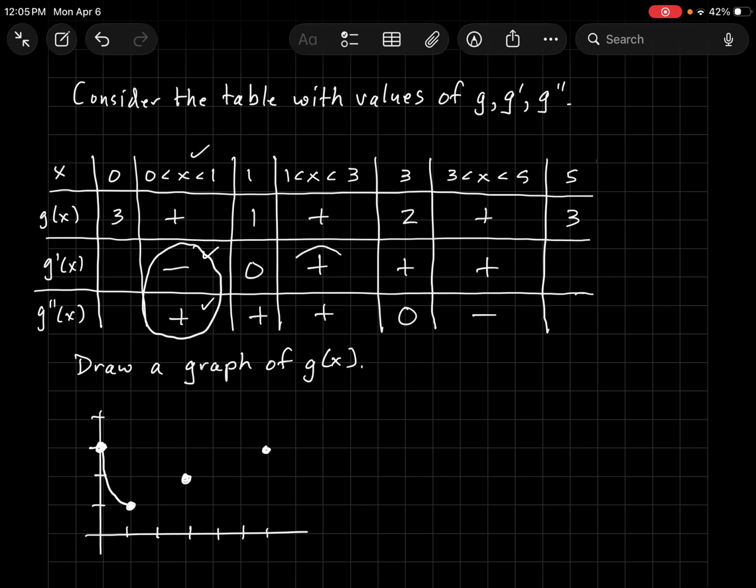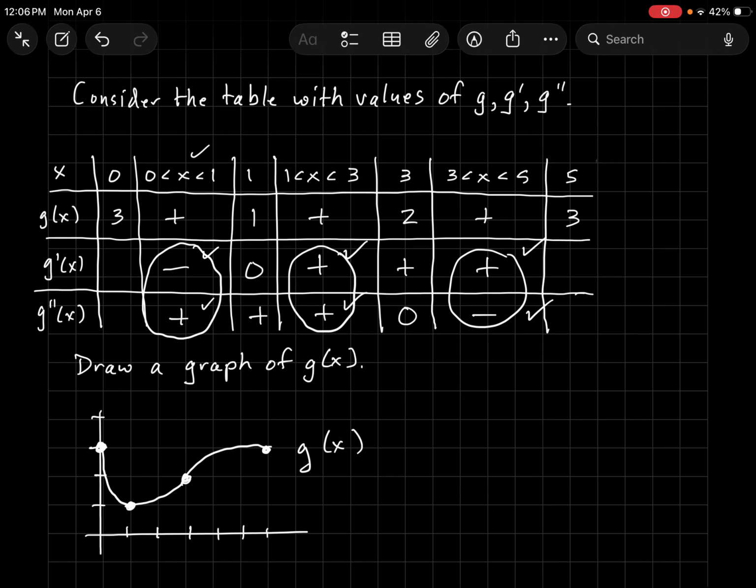On the next interval, g prime positive means g is increasing. G double prime positive means g is concave up. So I'm going to draw g increasing and concave up. On my final interval, g prime positive means g is increasing. G double prime negative means g is concave down. So I'm going to draw increasing but concave down, like that. And that would be a rough sketch of g of x.